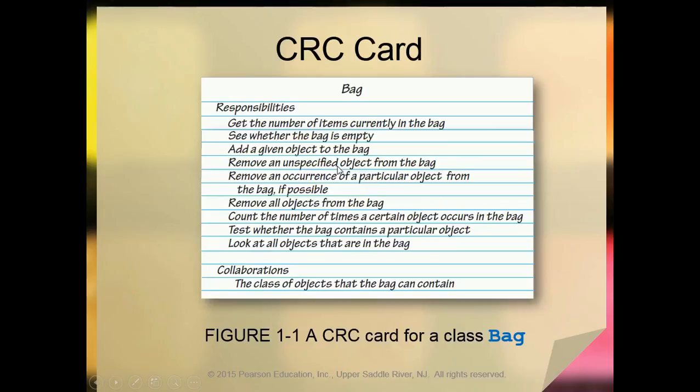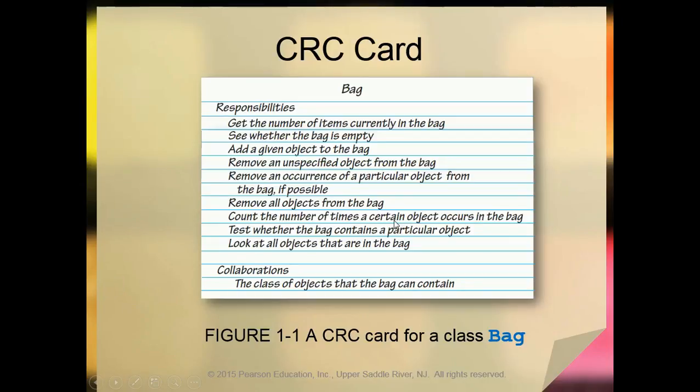All right, so the class responsibility collaboration card for a bag. Again, here's the format. The responsibilities of the bag would include: get the number of items currently in the bag, check to see if the bag is empty, add a given object to the bag, remove an unspecified object from the bag, remove an occurrence of a particular object from the bag if possible, remove all the objects from the bag, count the number of times a certain object occurs in the bag.